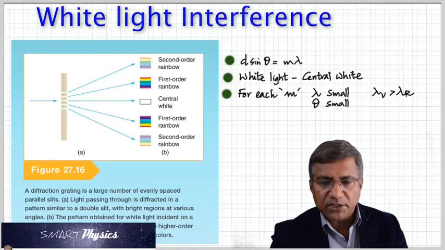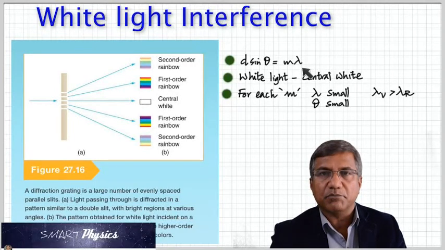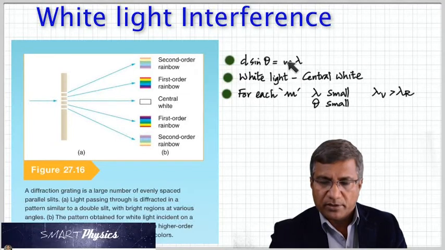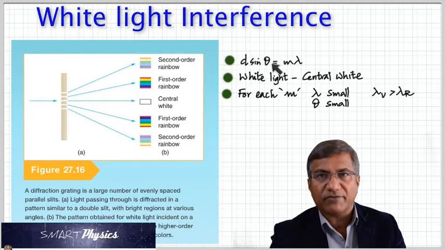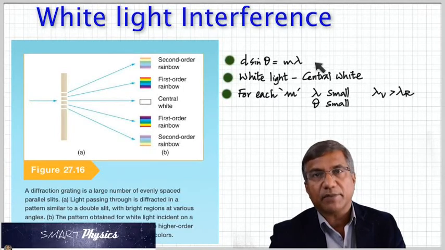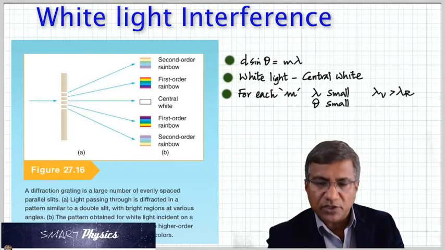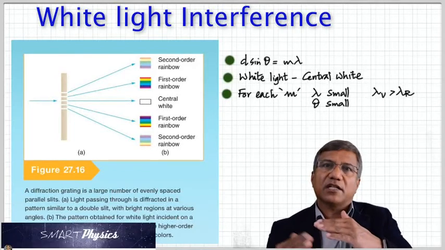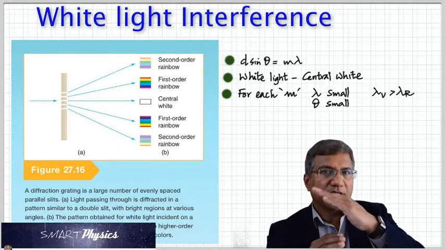But when you come to the other values, because the lambda is going to be different, 1 times the lambda of blue will give you a certain angle, 1 times the lambda of red will give you another angle. So the angles are going to be different, therefore you see the colors on the screen not at the same point but at different points.